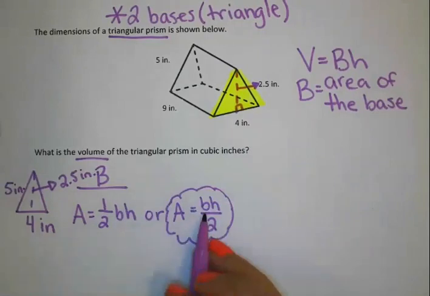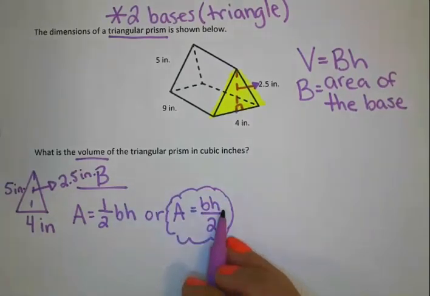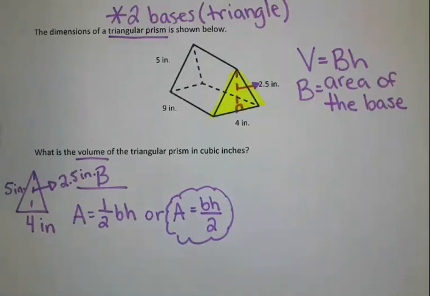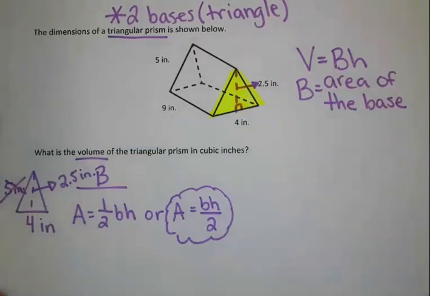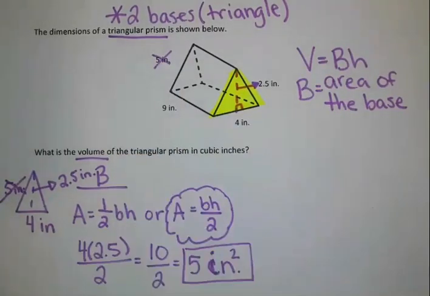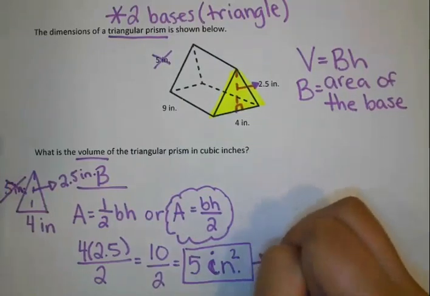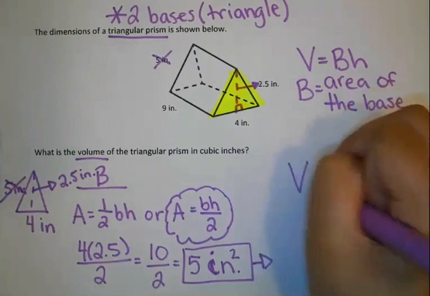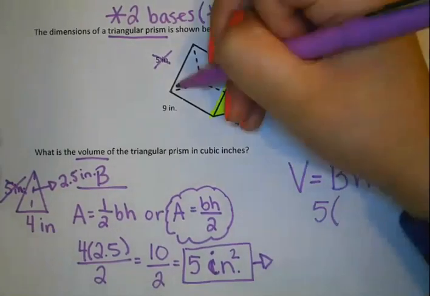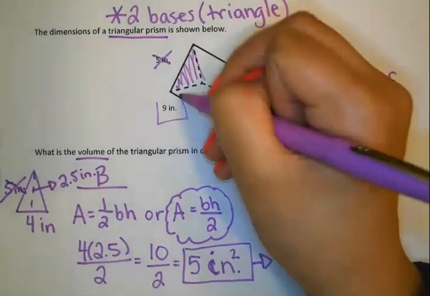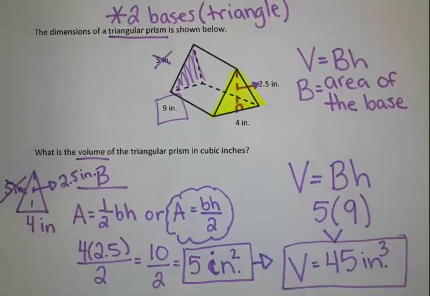Now if you also see, you have a base times height. We have too many dimensions here, so we need to go ahead and take out 1. The height and the base are perpendicular to each other, therefore the 5 inches is not necessary. It's not needed here. So we're going to use those dimensions to solve. 5 inches squared is going to be the area of the base, which represents big B in our volume formula. So let's go ahead and substitute that value in. Remember that the height is in between both the bases, so our height is going to be 9. The volume for this triangular prism is going to be 45 inches cubed.